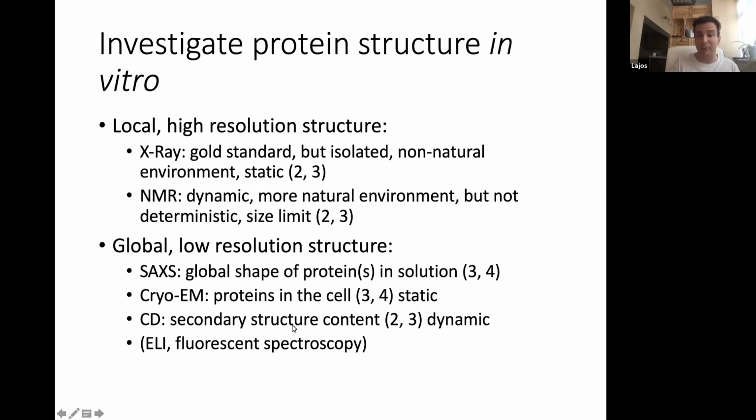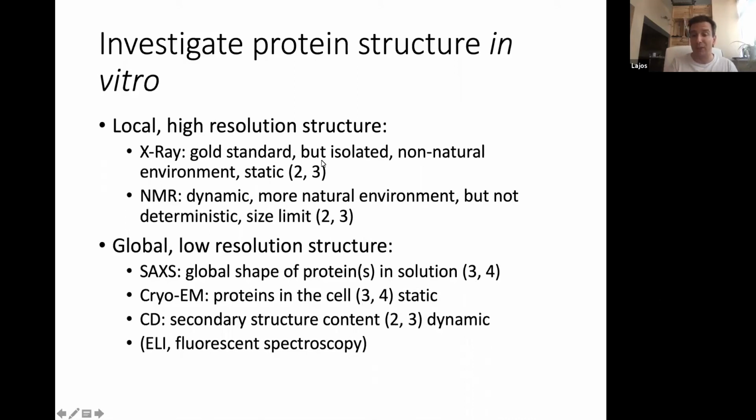The other way to investigate the structure is to do a global structure. So you don't want to go down to the atomic resolution level. You don't want to show all the side chains of all residues. You just want to have a picture of the shape of your protein. One of the oldest methods is actually a simplified method of the X-ray. So this is the small angle X-ray scattering method, which will give you much more like a shape.